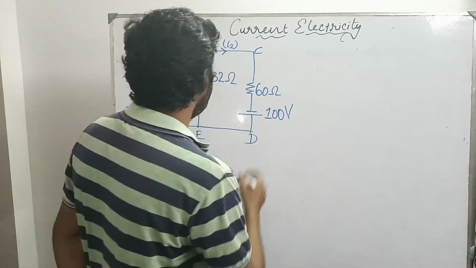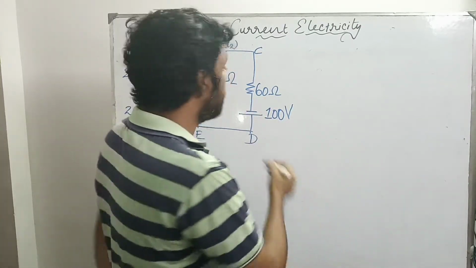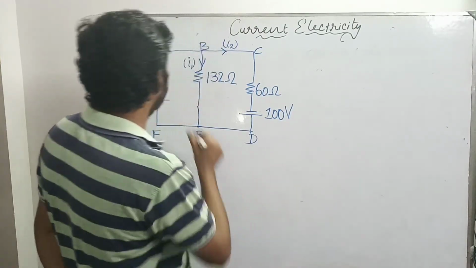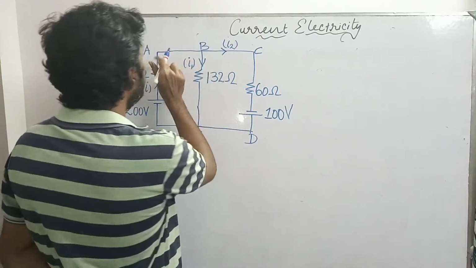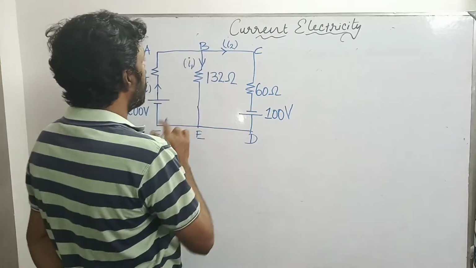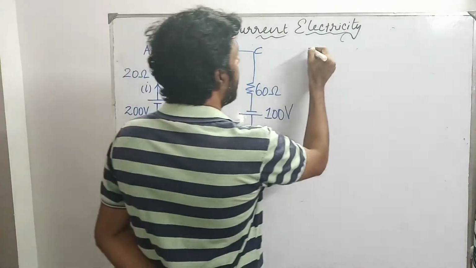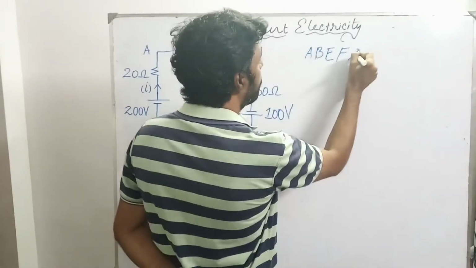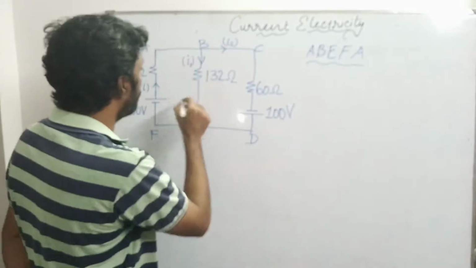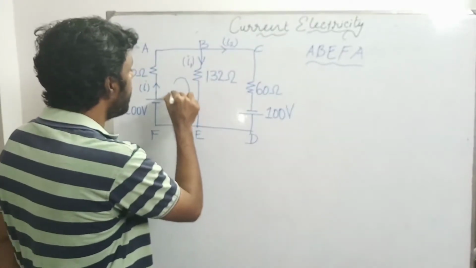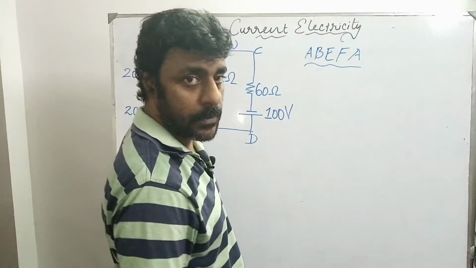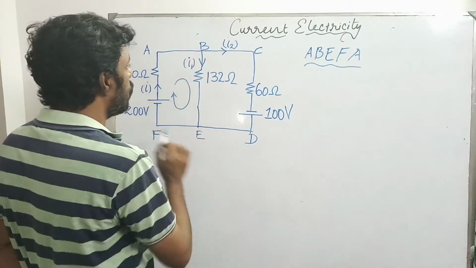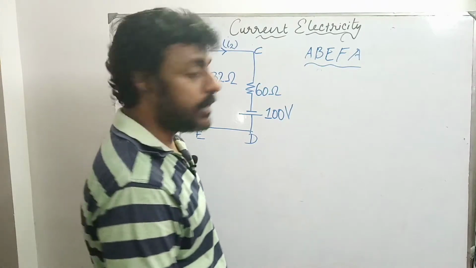The first thing is that we need to apply KVL. This is again one example of the application of Kirchhoff's voltage law. Now I'm going to take these four corners A, B, E, F, A. This is the loop. I am traveling in the clockwise direction as usual in this loop. A, B, E, F, A is the circuit loop that is taken into consideration.